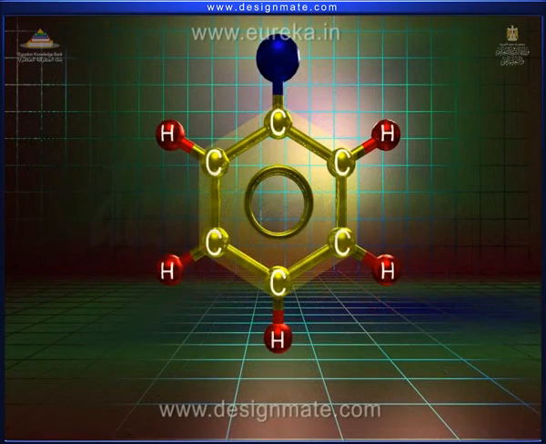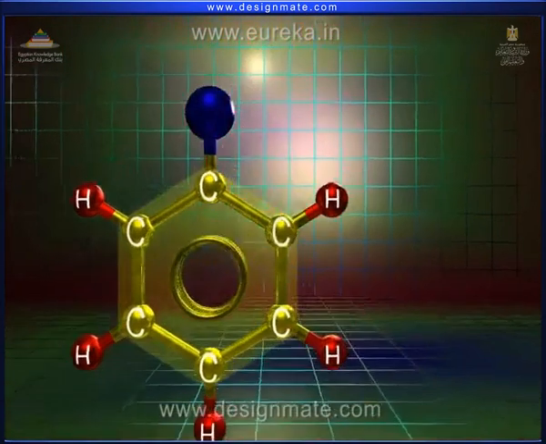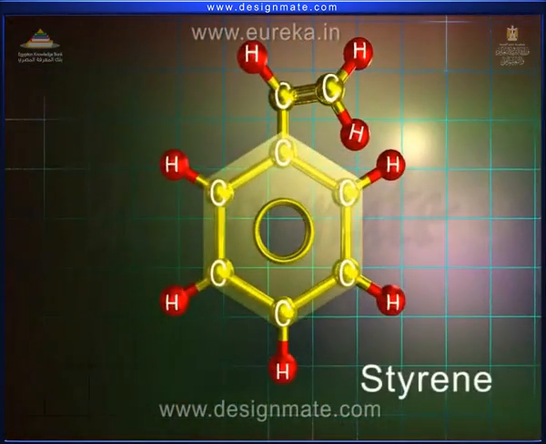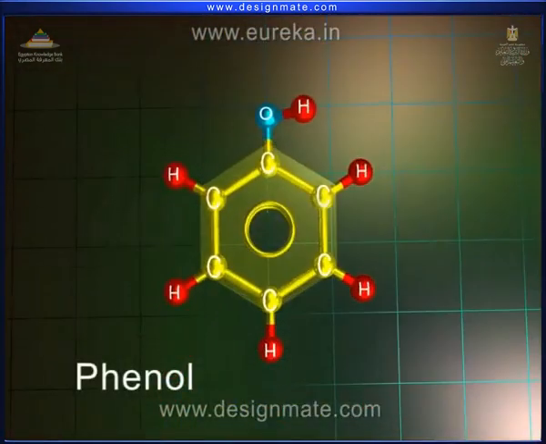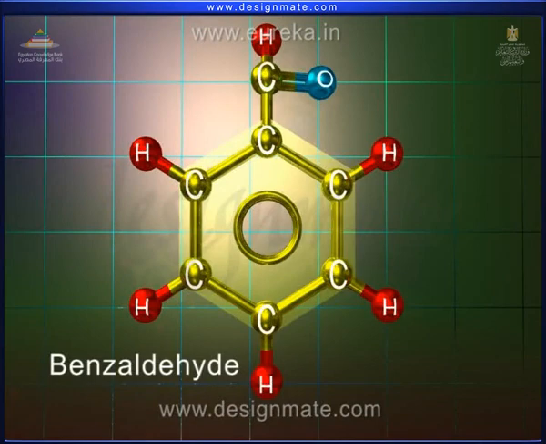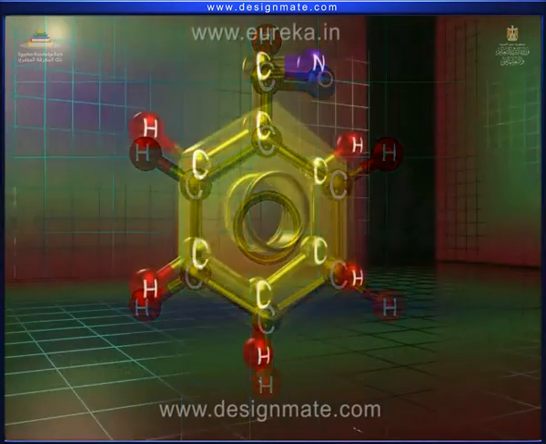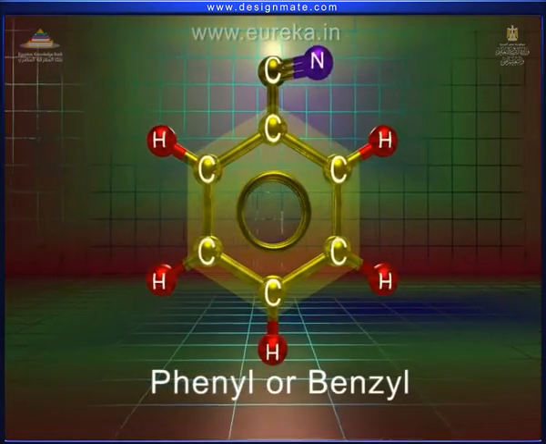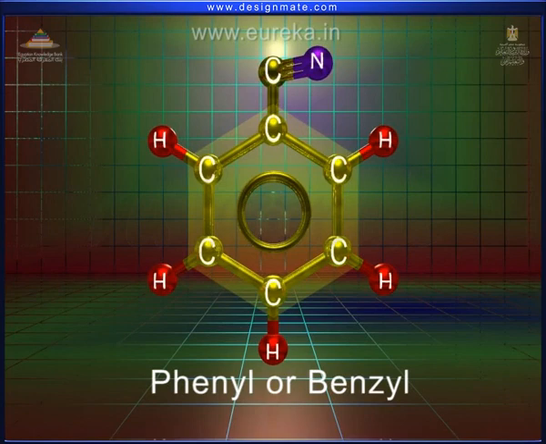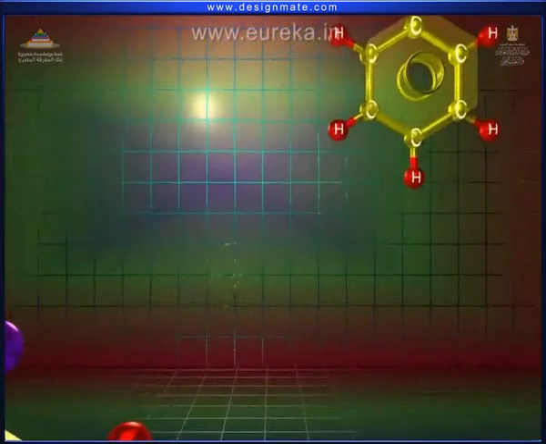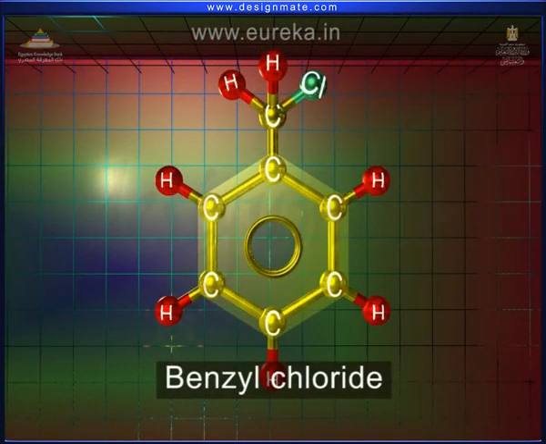In some monosubstituted benzene derivatives, the name benzene is not mentioned. For example, toluene, styrene, phenol, benzaldehyde, etc. These are conventional names. In some compounds, the name phenyl or benzyl is used, followed by its functional group as the suffix. For example, phenyl cyanide, benzyl chloride, etc.